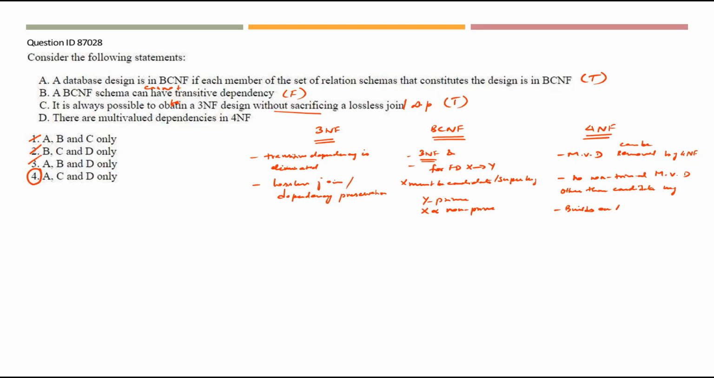This builds on BCNF but must not contain more than one multi-value dependency. Actually, multi-value dependency will create redundancy. That's why they are trying to remove it in 4NF. So that one multi-value dependency might be because of this candidate key. So here there are multi-value dependencies in 4NF. From this statement we can say D is true.